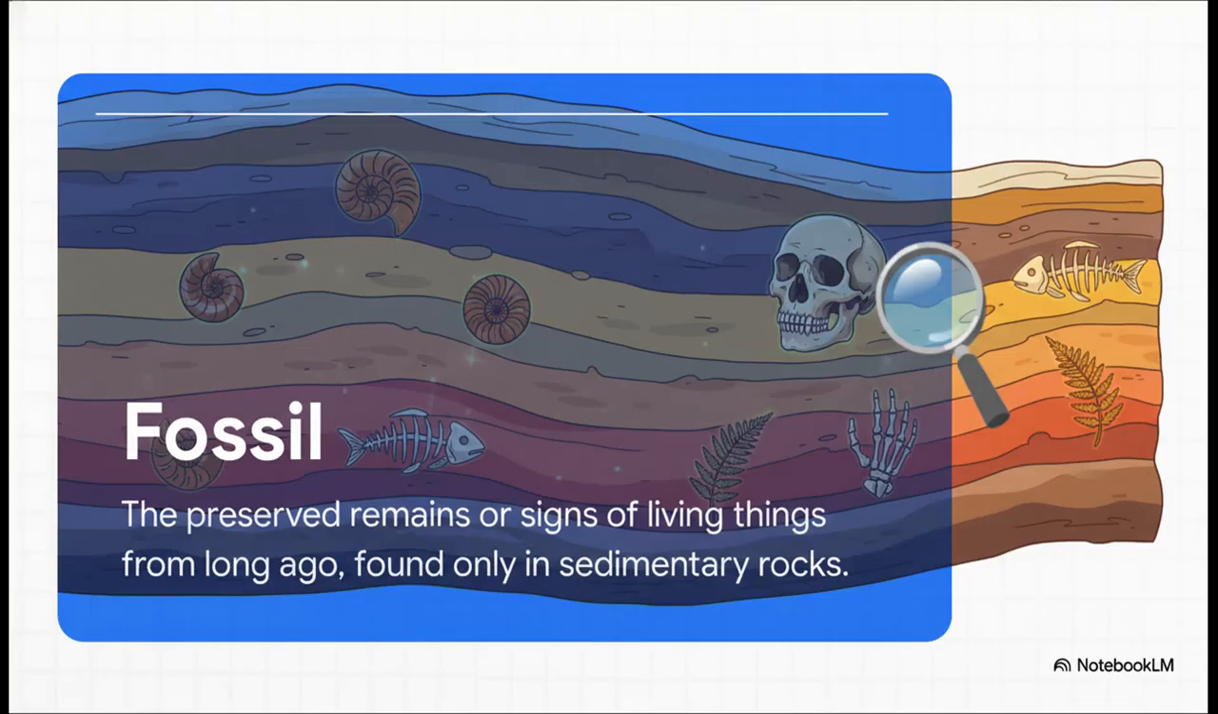Basically, a fossil is any sign of ancient life. And here's the crucial part. They are only found in sedimentary rocks. Why? Well, think about it. That slow, gentle layering process is what protects them. It doesn't crush or melt them. As the layers build up, water seeps down into the bones or shells, and minerals slowly replace all the original stuff. It pretty much turns bone into stone, perfectly preserving the shape for millions of years.